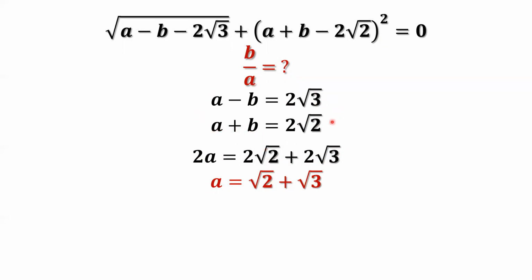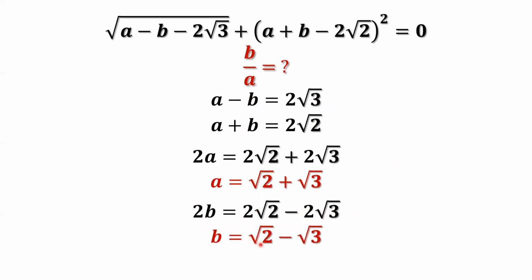I'll repeat the same idea. The second one minus the first one. So that means A minus A, A cancel each other. B minus minus B, here B is negative, so that should be B plus B, should be 2B. And 2 square root of 2 minus 2 square root of 3, that's the second one minus first one. Get rid of 2, both sides divided by 2. We have B equals square root of 2 minus square root of 3.